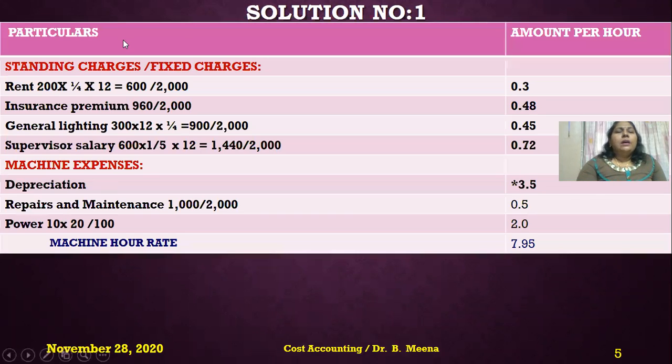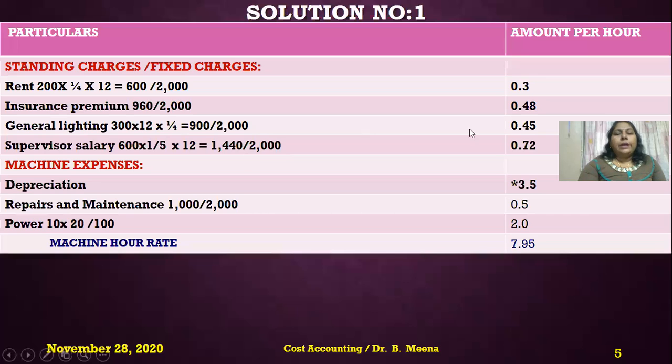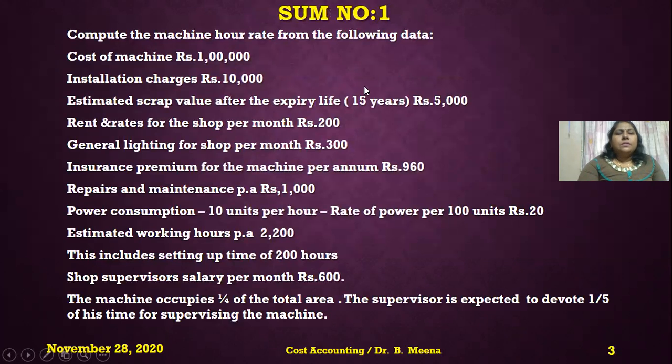Then as usual, we will put the format on how to calculate the machine rate. The first heading is standing charges and the second heading is machine expenses. Under machine expenses, we will finish the machine expenses explanation. Depreciation, whatever depreciation I calculated, 3.5, I will write over here 3.5. Then I'll move on to the repairs, which is given. The repairs is 1000 rupees. So 1000 rupees per annum.